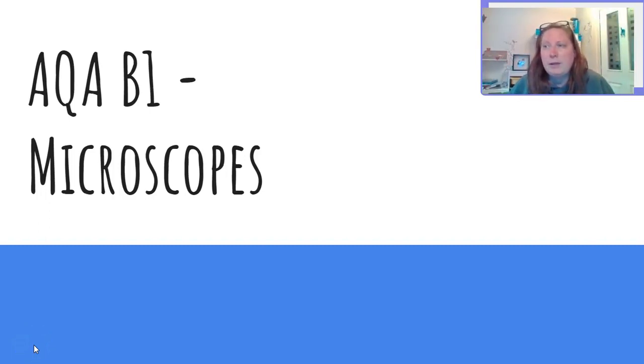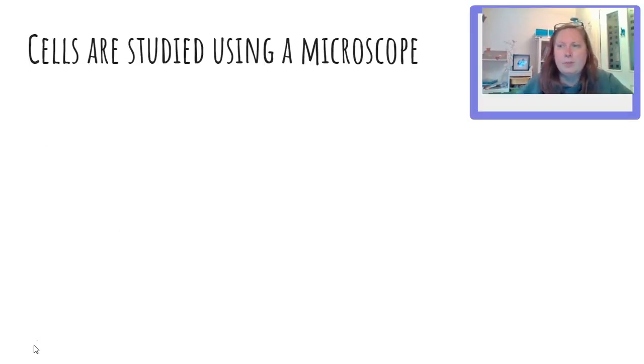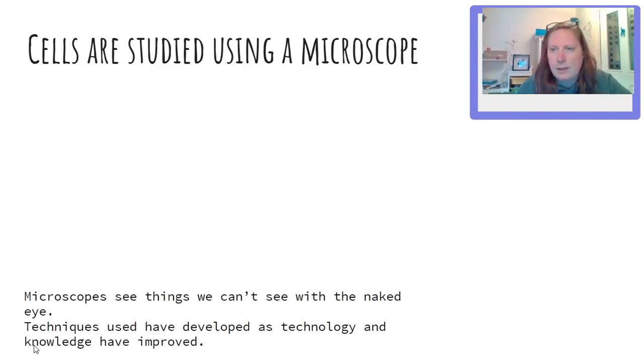Welcome back. This is video number 2 about microscopy. Microscopes are pretty important for biology, so we're going to spend a couple of videos looking at them. Cells are studied using microscopes, and microscopes let us see things that we can't see with the naked eye. The naked eye means, like my eyes are now, I've taken my glasses off, so it's like my eye is naked. So we can use microscopes to see things that are too small to see with our eyes.